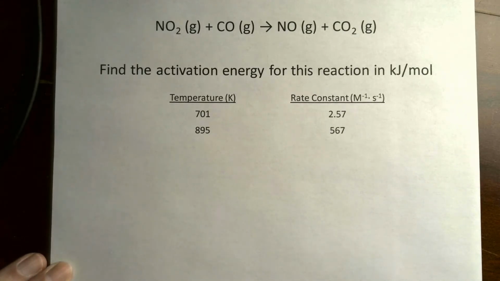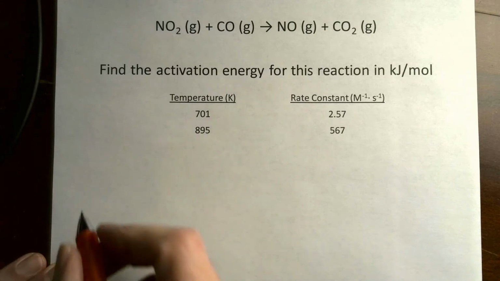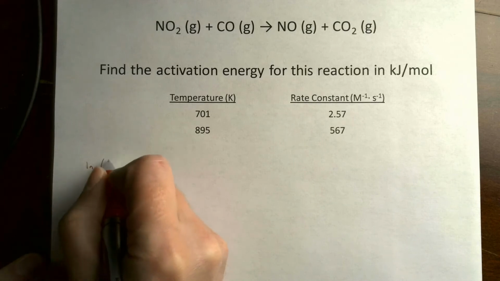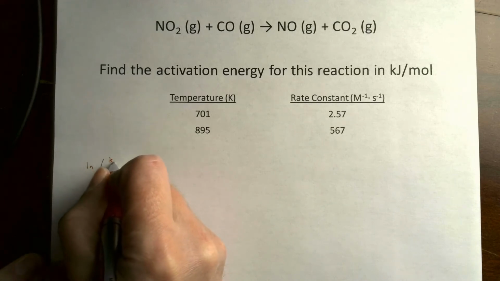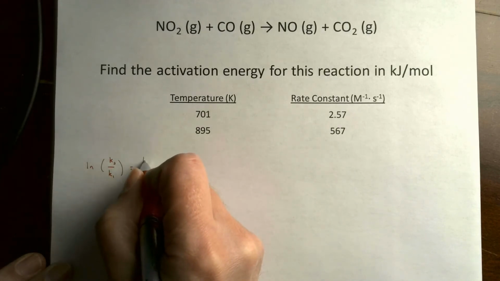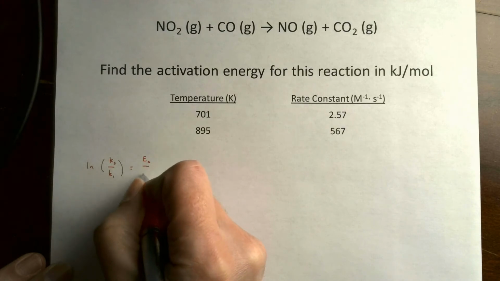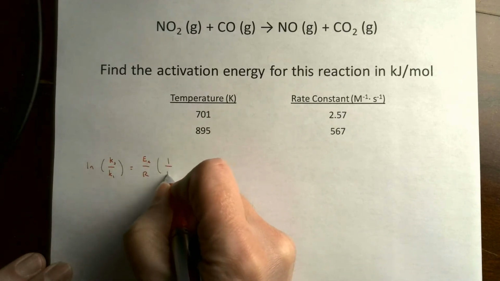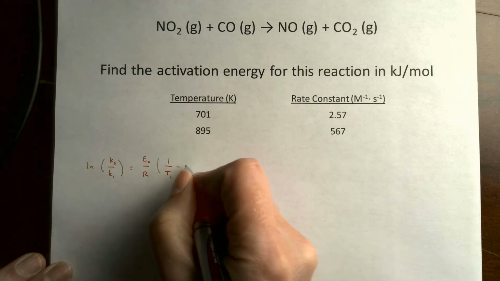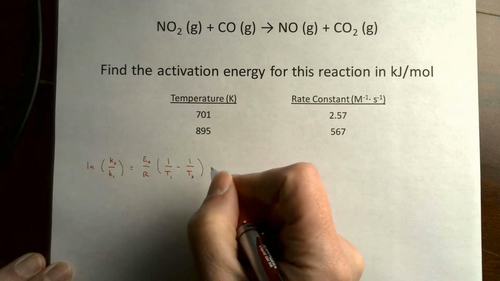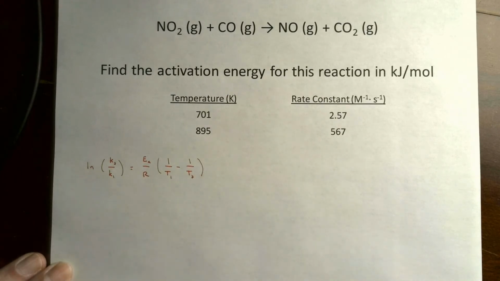Okay, so the equation that we're going to use, the two-point Arrhenius equation, is natural log of rate constant 2 over rate constant 1 is equal to the activation energy over the gas constant times 1 over the first temperature minus 1 over the second temperature.